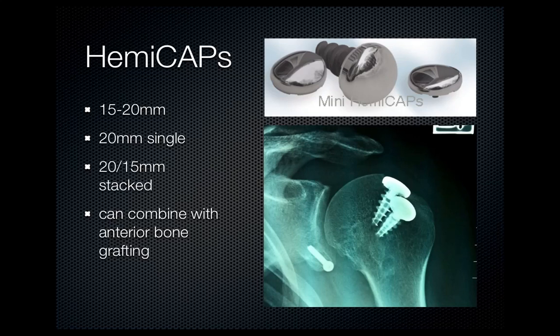The goal, therefore, of the HemiCAP is to provide an implant which can partially fill the Hill-Sachs lesion and provide a normal excursion throughout the arc of rotation. The defects we are discussing are preferably 20 mm medial to lateral. If we have a long elongated defect, we tend to stack the HemiCAPs as seen in this X-ray, one superior and one inferior. We can also combine this with anterior bone grafting if the Hill-Sachs lesions are extensive.